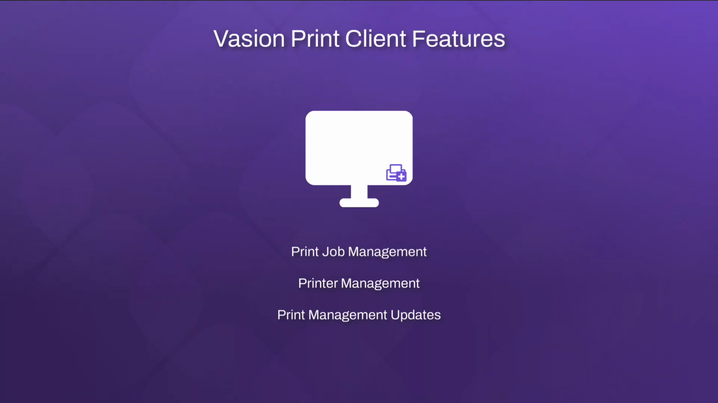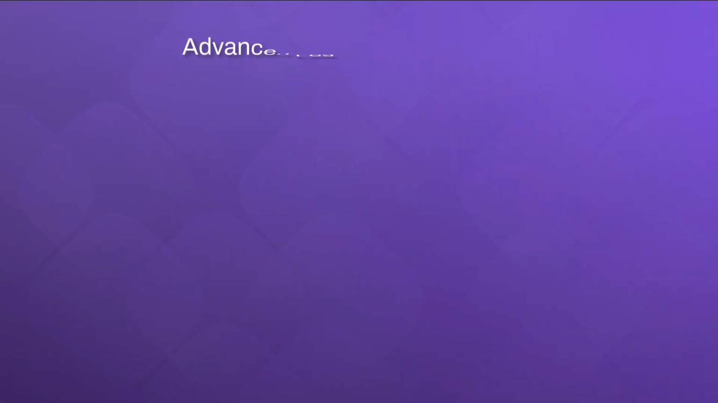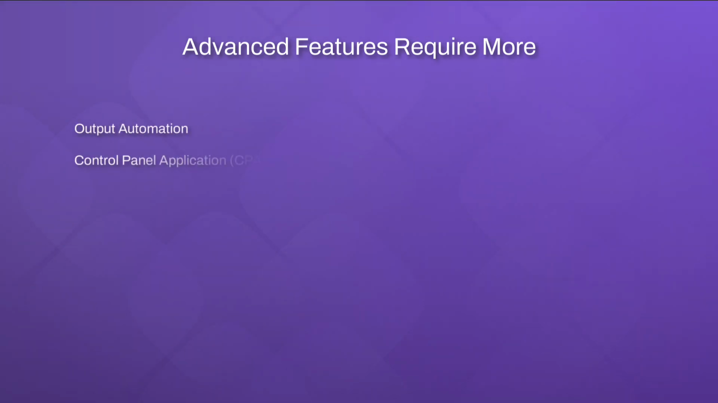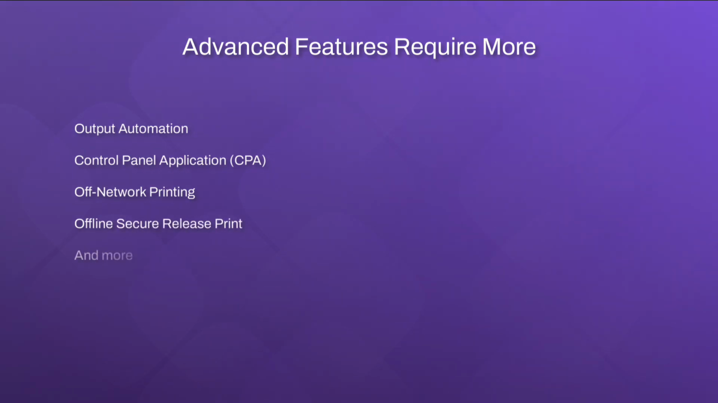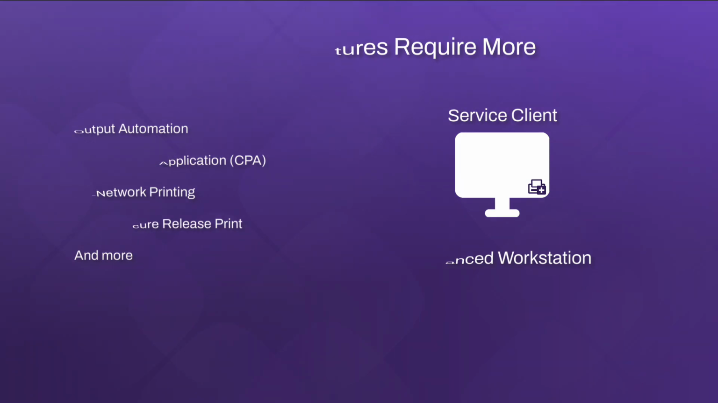Standard Vasion Print features work with just the desktop client installed on the user's device. However, some advanced features, such as output automation, the control panel application (CPA), off-network printing, and offline secure release print, to name a few, require a dedicated machine running additional services called a service client. A service client is simply a workstation or server running the Vasion Print client that has been promoted to provide additional services within your instance. Think of it as your advanced service manager, handling advanced tasks that regular workstation clients can't perform.